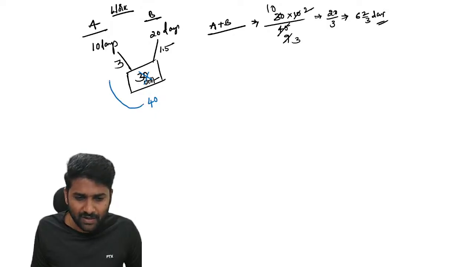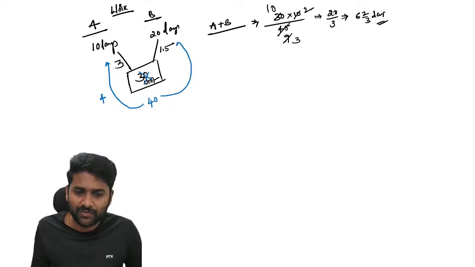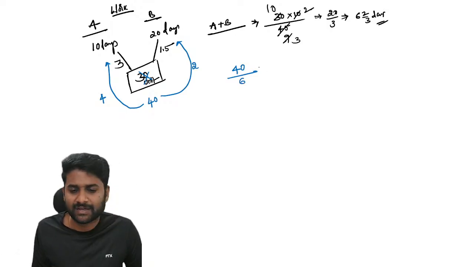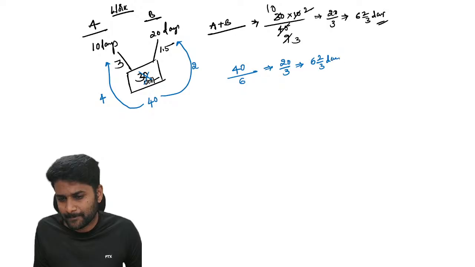40 units of work completed by A in 10 days, so per day work of A is 4 units. 40 units of work completed by B in 20 days, per day efficiency is 2 units. Now total work is 40. Now we are assigning A and B together. A and B together is 6 units per day. Then the total work is completed in 20 by 3. 20 by 3 is 6 2 by 3 days.